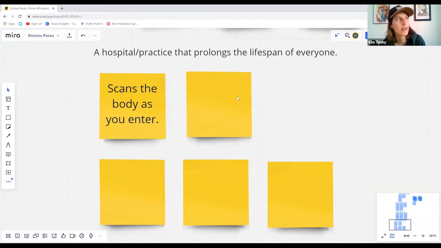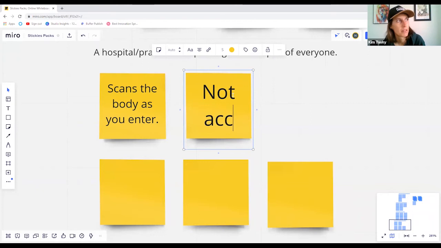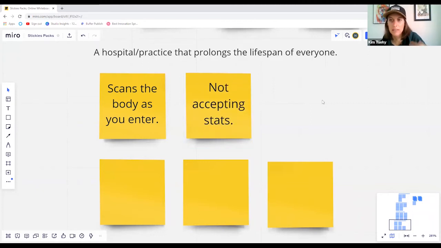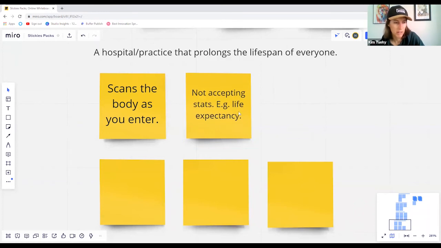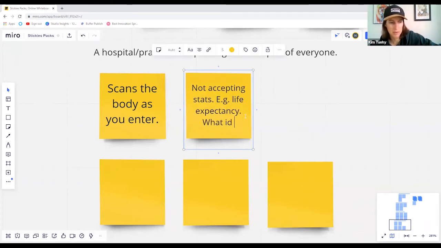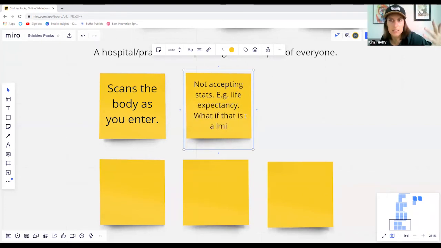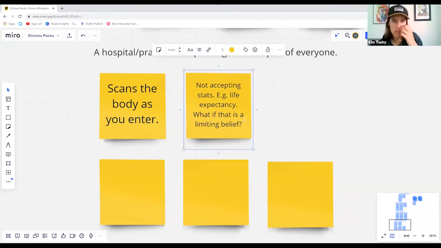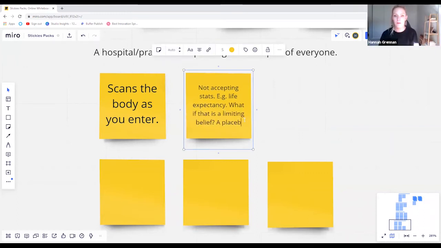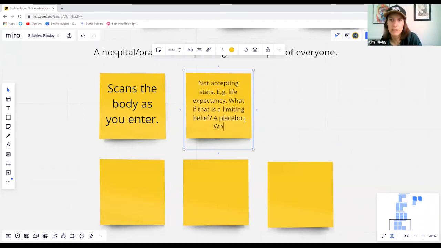Yeah, not accepting stats. So like the expected life expectancy is this, or you have this diagnosis, your life expectancy is this. What if that is a limiting belief? It just goes to anything I've heard about the placebo effect, where you have a pill and it's actually doing nothing, but you improve something. So what if we are limiting ourselves? So what if we treated everyone like they were going to live forever?